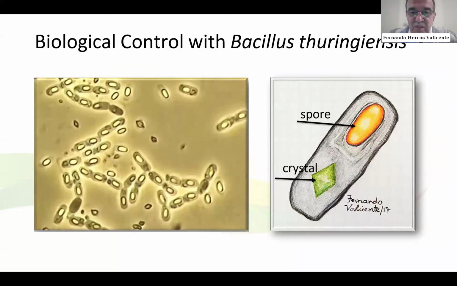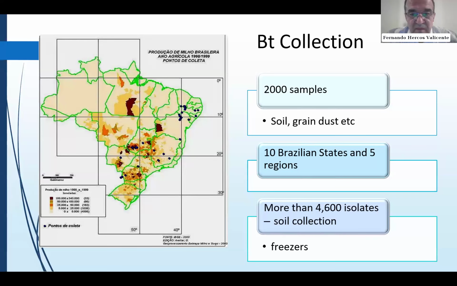Biological control with Bacillus thuringiensis, BT, which has a spore and develops a crystal that is toxic to insects, many different insect orders. Next, please. We have a BT collection that we collected from about 2,000 samples of soil, grain dust, and from different Brazilian states. And we have today more than 4,600 isolates, and they are kept in different buildings and freezers, -80 and -20. Next, please.